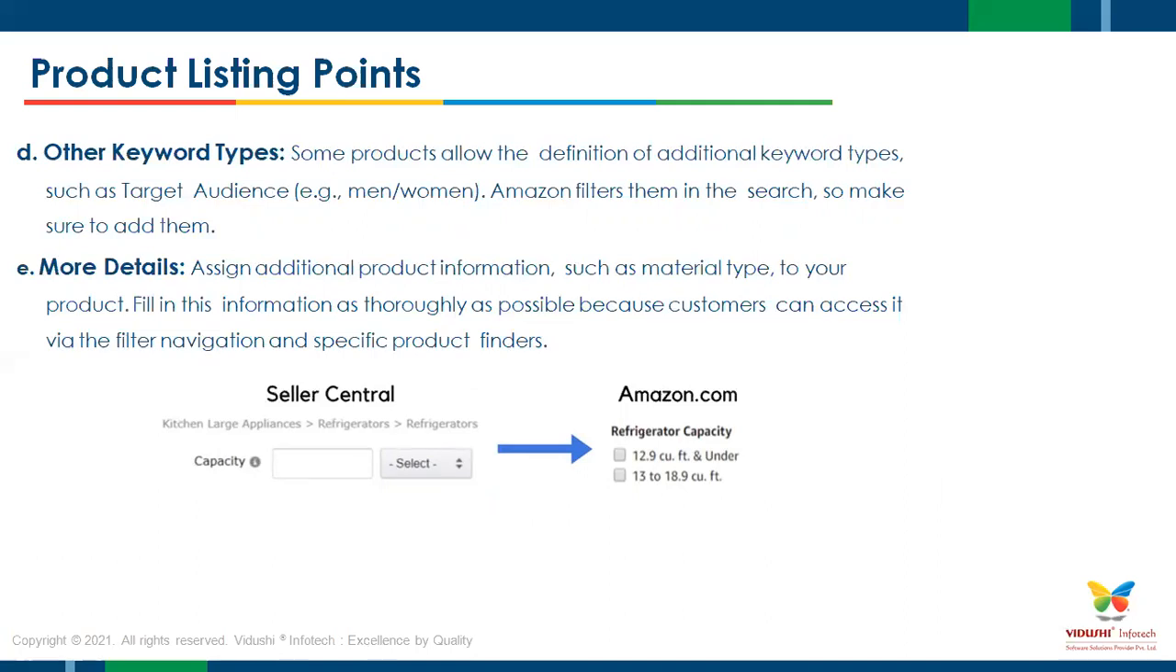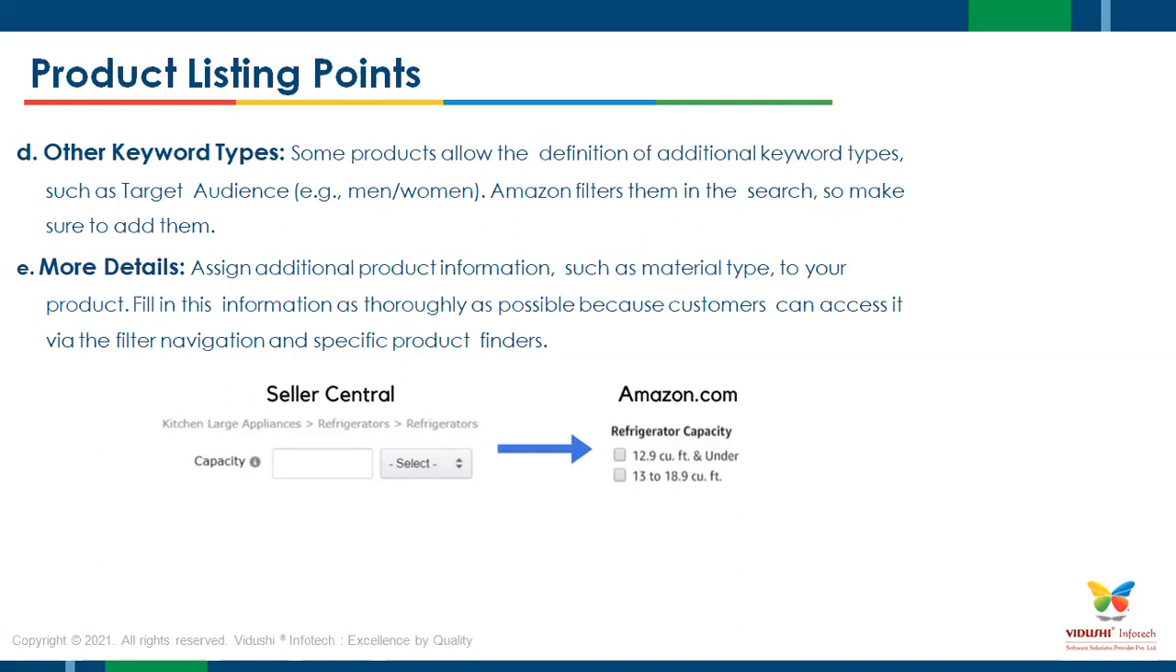Another example, we can say newborn baby dress or newborn baby t-shirt. So newborn is an age group. So we can add these keywords while listing our product.